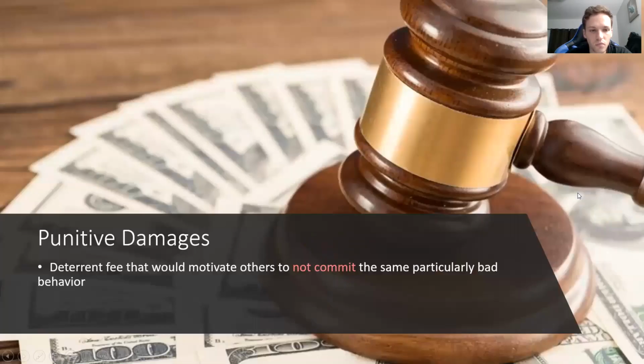And the last damage we're going to discuss is the punitive damages. Punitive damages are deterrent fees that would motivate others to not commit the same particularly bad behavior that the person being sued committed. And so that was like one of the insecticides recently. The insecticide was causing some people to have cancer.